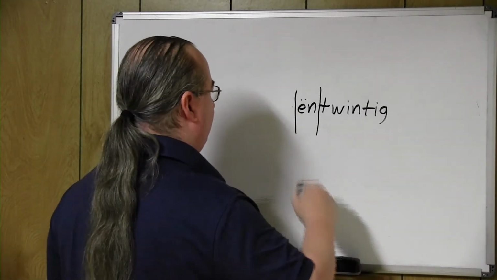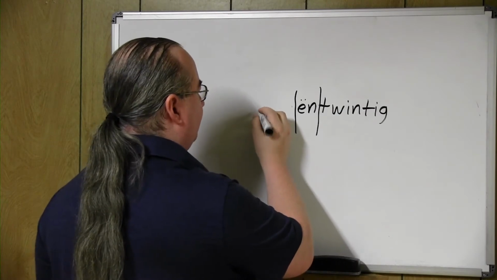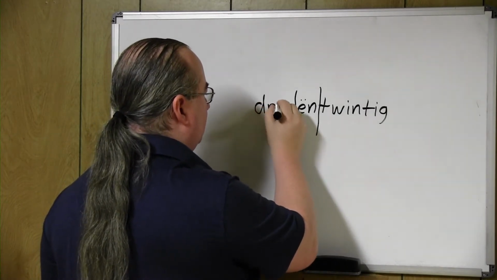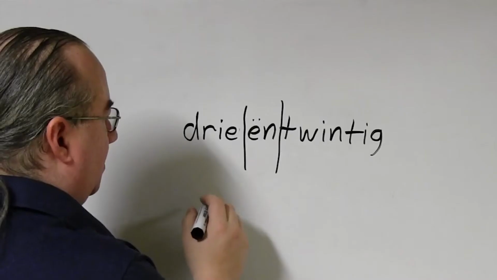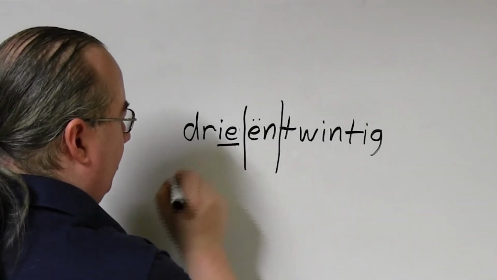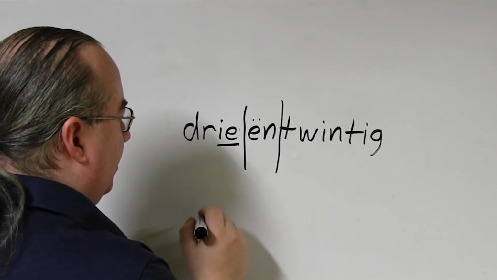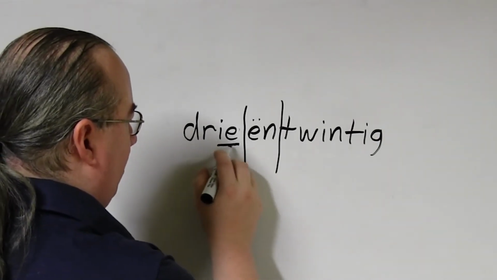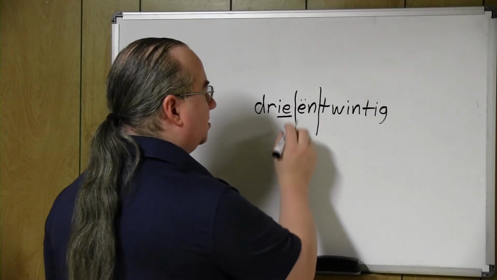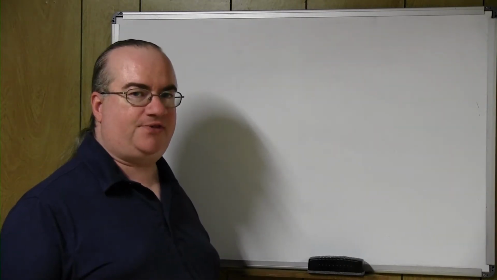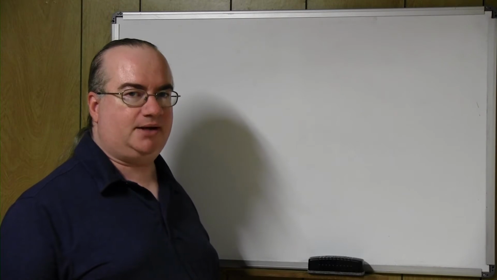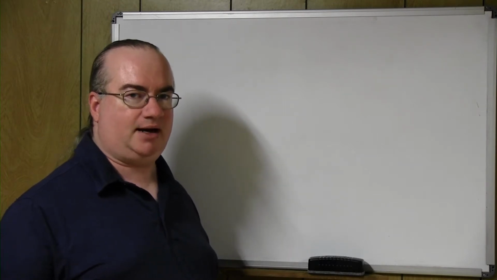The same thing would apply to 23. Drieëntwintig. Notice here there's another vowel sound, the IE. So we need to make sure that we separate this vowel sound from this vowel sound. So the diaeresis needs to be here as well. We're going to go ahead and skip to 30 and on now, and we'll come back and do some more examples to make sure you got it.